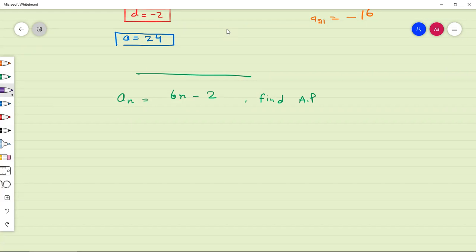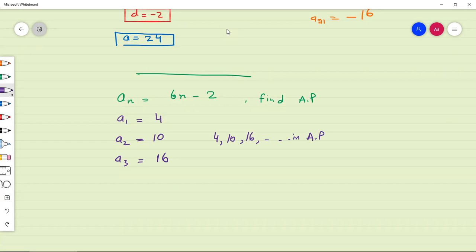Just put n is equal to 1, then you will find the first term. Put 1 instead of n: 6 into 1 minus 2 becomes 4. Then put 2: 2 into 6 is 12, minus 2 is 10. Then put 3: 18 minus 2 is 16. So you can write 4, 10, 16, and so on. This sequence is the arithmetic progression.